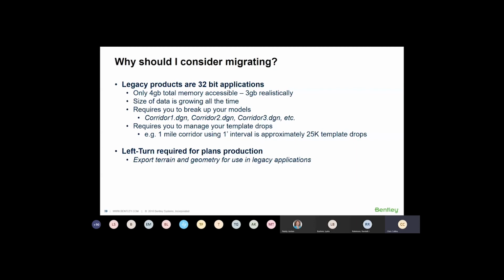And then lastly, the left turn that we talked about before for plans production. When you got to that stage on your project, if you were using the OpenRoads technology in those previous products, once you got to this stage, you had to export things back to the old file formats and then use the old applications to finish out the plan production. So another consideration for going ahead and making the move to OpenRoads Designer.